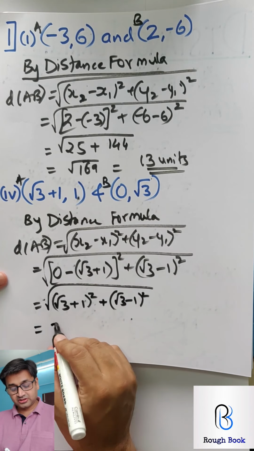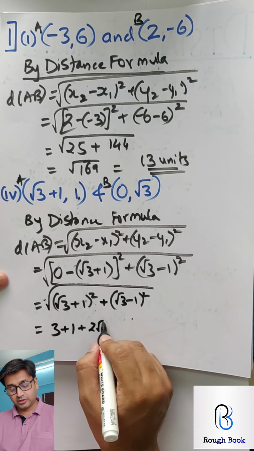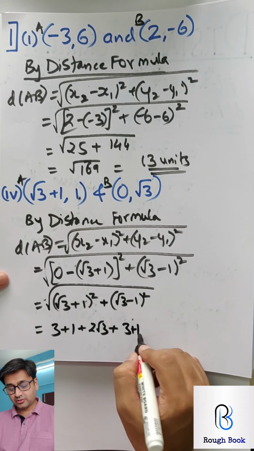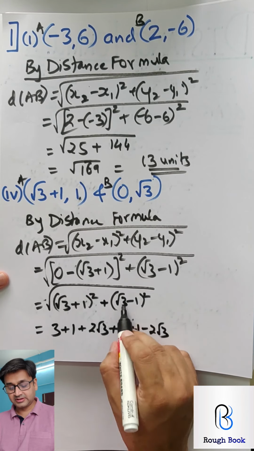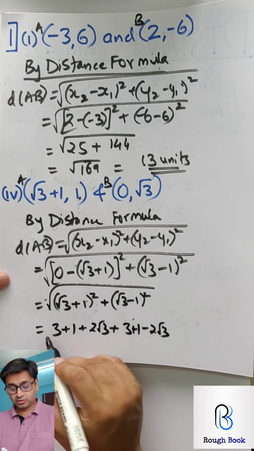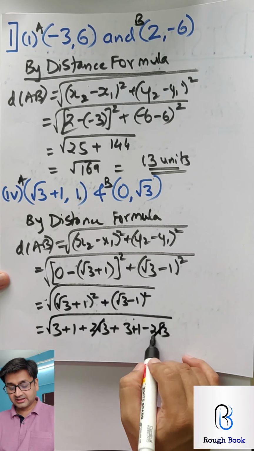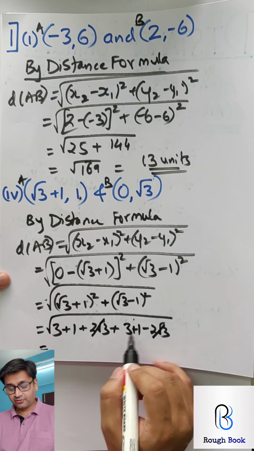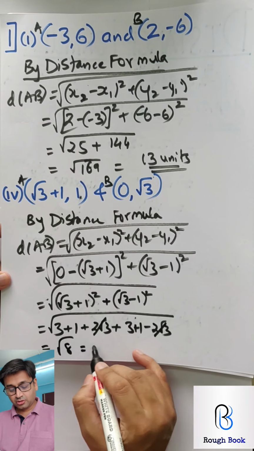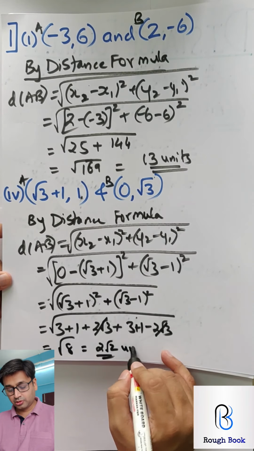Now open these brackets. So a square plus b square plus 2ab. Likewise a square plus b square minus 2ab. See, the 2ab terms, minus 2 root 3 under the root, this gets cancelled. So 3 plus 1, 4, plus 4, 8. So root of 8 will be 2 root 2 units.